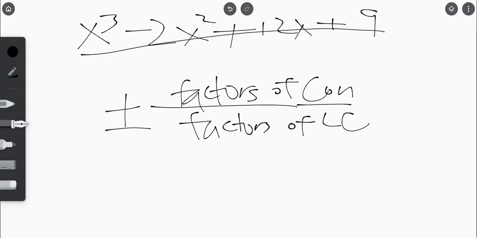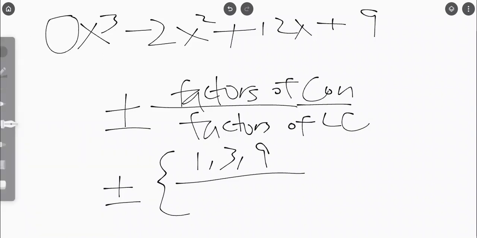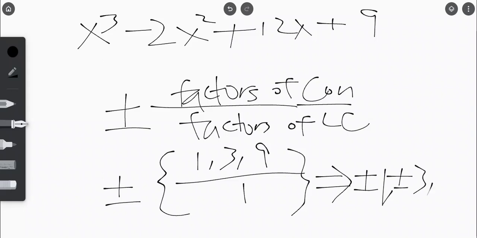The rational root theorem tells us that if this polynomial has rational roots, then it will be plus or minus, and now the factors of our constant 9 are 1, 3, and 9, over the factors of the leading coefficient, which is just 1. And so that means our possible rational roots are plus or minus 1, plus or minus 3, and plus or minus 9.